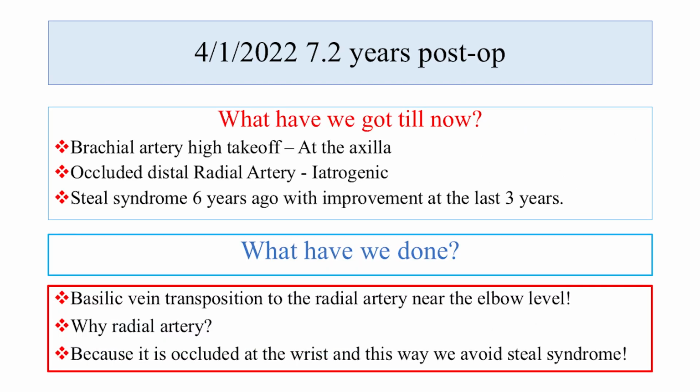So, 7 years post-op, what have we got till now? Brachial artery high takeoff at the axilla occluded, distal radial artery occluded, and recovery from Steal syndrome 3 years ago. So, what have we done? Basilic vein transposition to the radial artery near the elbow level. Why radial artery? Because it is occluded at the wrist, and this way we avoid Steal syndrome.